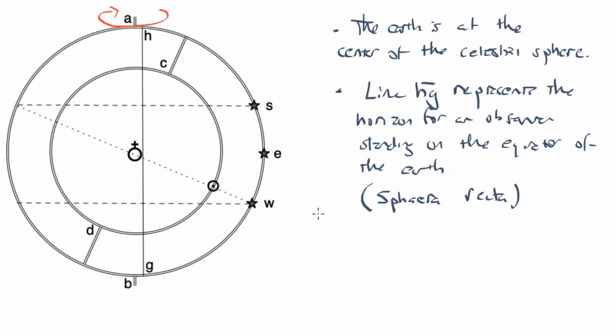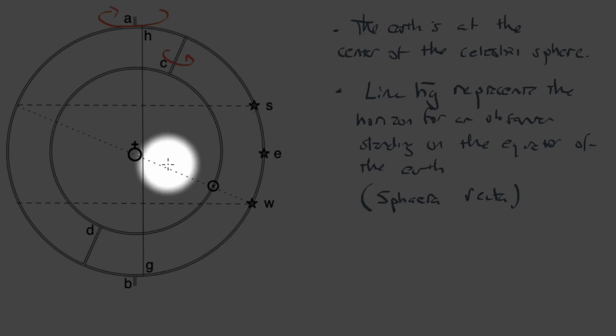Now, over the course of the year, what happens as this internal sphere rotates in the opposite direction, so in this direction right here, the sun is going to get higher and higher and higher, but on any particular day, as it rotates around, it's going to appear in front of some stars over here.